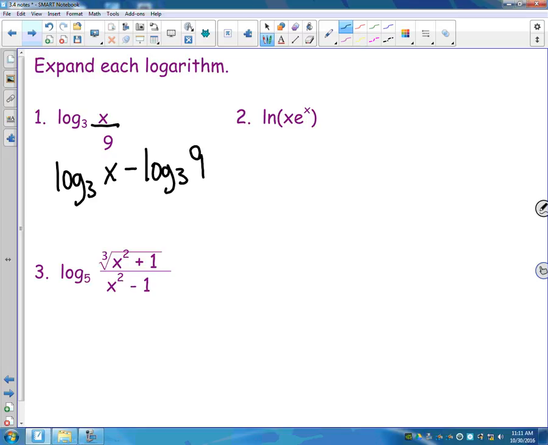Now that I broke it up, I can't do anything with log base 3 of x because I don't know what x is, but I can simplify this one. And they're not all going to work this way. But this one we can simplify because remember, that's like saying 3 to what power equals 9. So log base 3 of 9 is really just 2. So I can say log base 3 of x minus 2.